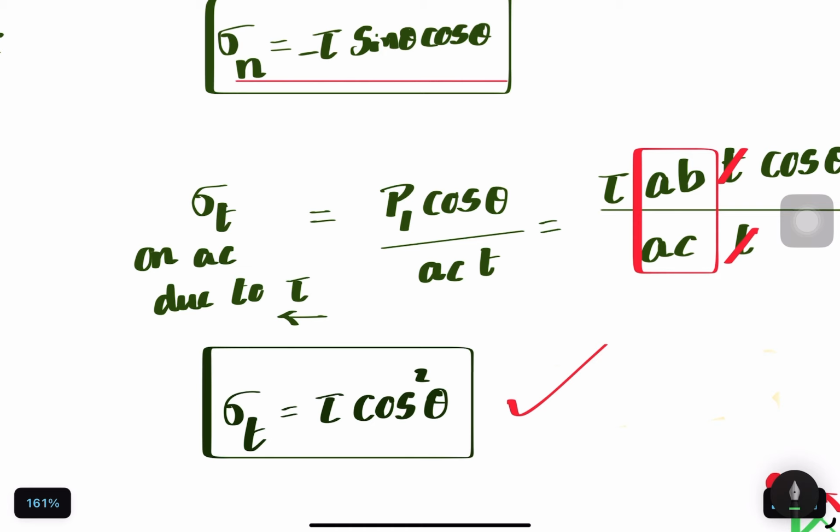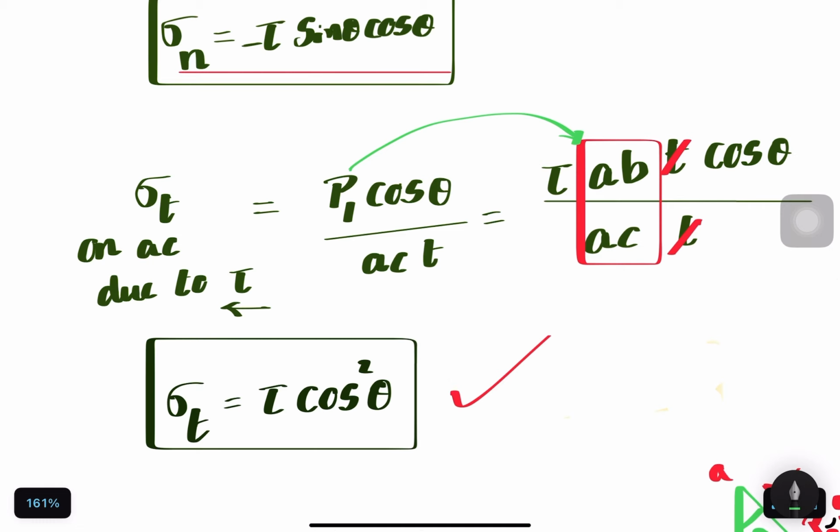Okay. So substitute the value for P1. You could see that the value for P1 is substituted here. It is tau into AB. And you simplify the mathematics. And AB by AC is cos theta, as we discussed earlier. So you get tau into cos square theta. So that is the expression for the tangential load that is acting on the inclined plane. Okay, acting on the inclined plane due to P1.